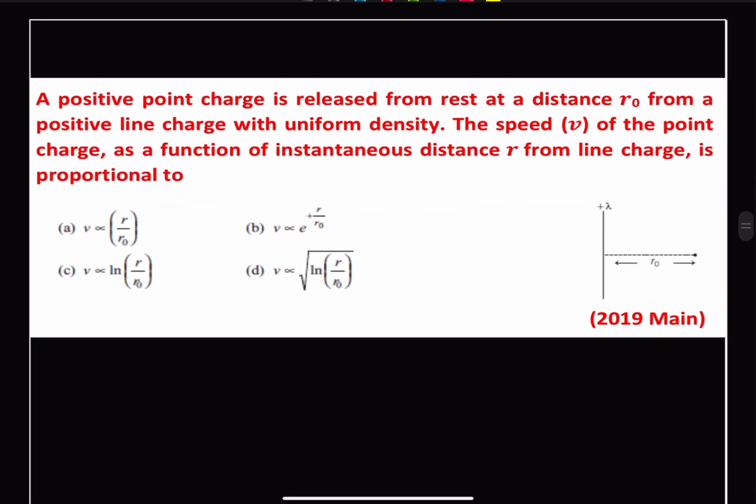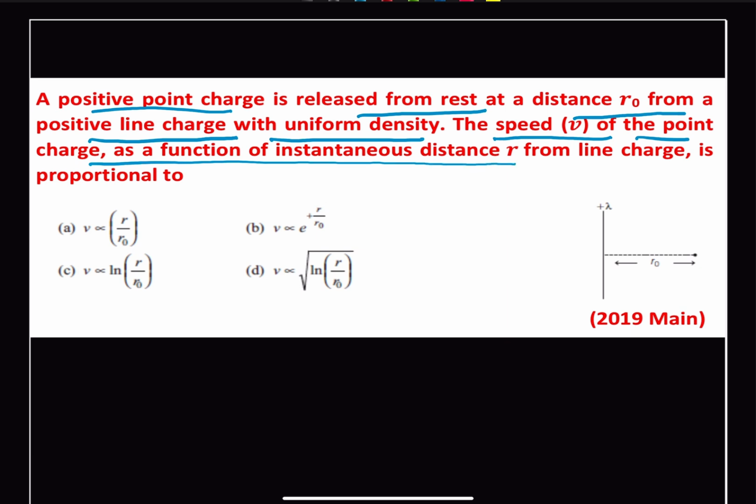It says that a positive point charge is released from rest at a distance r0 from a positive line charge with a uniform density. The speed v of the point charge as a function of instantaneous distance r from the line charge is proportional to.